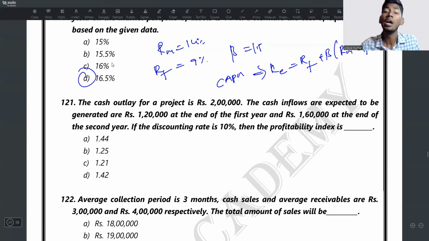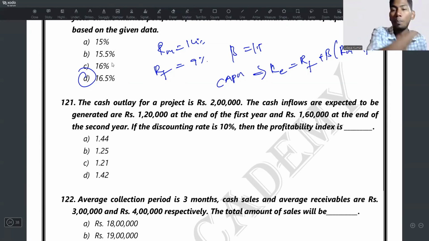Profitability index is equal to present value of cash inflows divided by initial cash outflow. Present value of cash inflows: the values given here are at the end of the first year as well as the second year. You have to use the discounting rate of 10% and bring them to the present value.